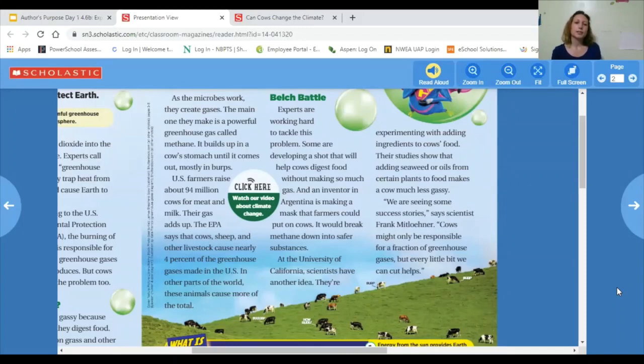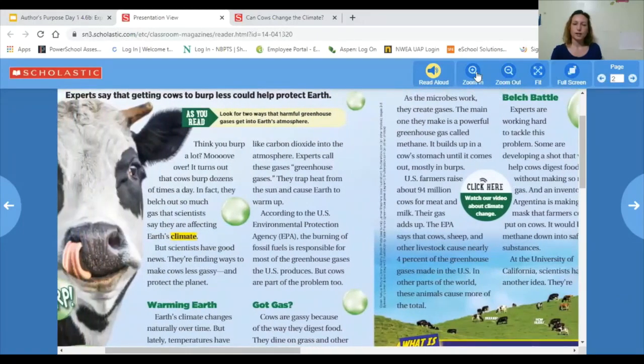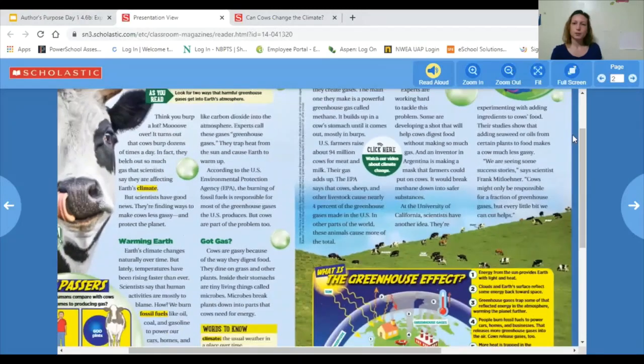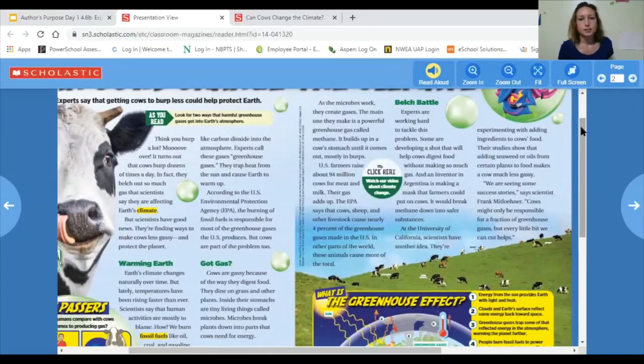"We are seeing some success stories," says scientist Frank Mitloehner. "Cows might only be responsible for a fraction of greenhouse gases, but every little bit we can cut helps." So, why did the author write this passage? Was it to persuade, inform, entertain, or explain? So I'm looking through here, and this was all about cows being gassy and how scientists are trying to make them less gassy so that it'll be better for the environment.